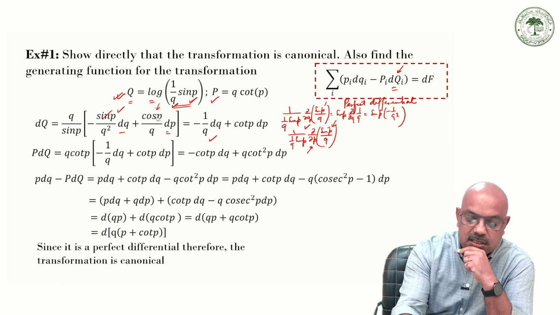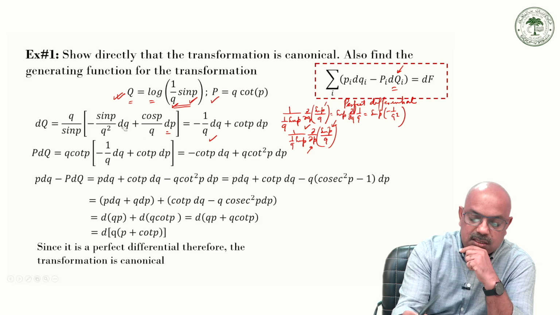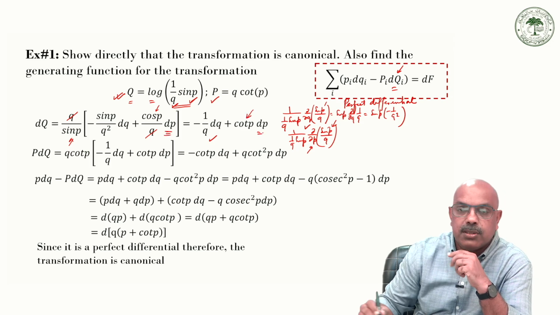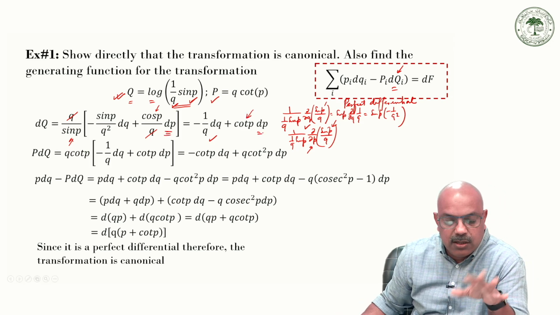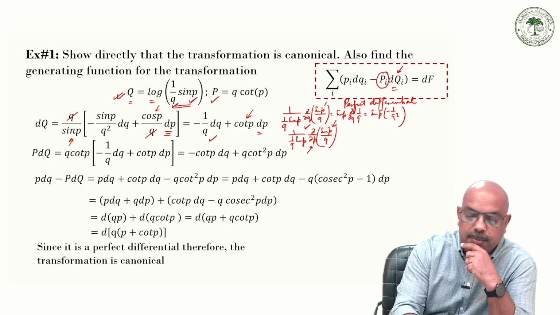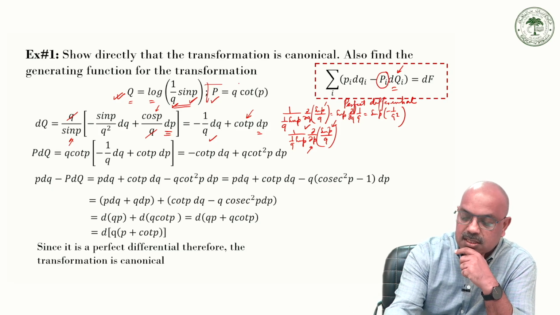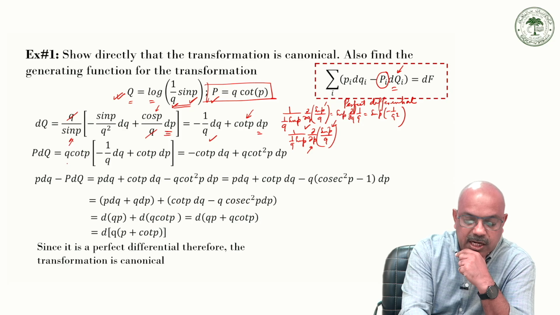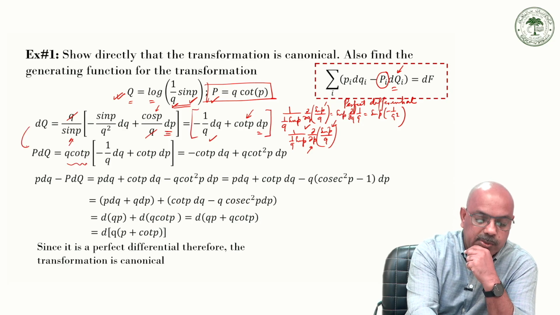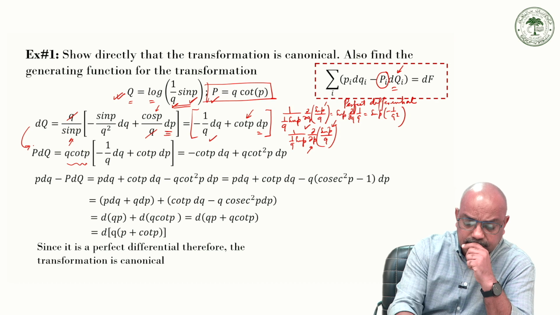In this case this q will cancel out, and then you have cos p upon sin p, which is cot p, and then you have dp. So this is your dQ. Now I have to multiply it by this P. My P is q cot p, so this whole thing is to be multiplied by q cot p. Now you see that.